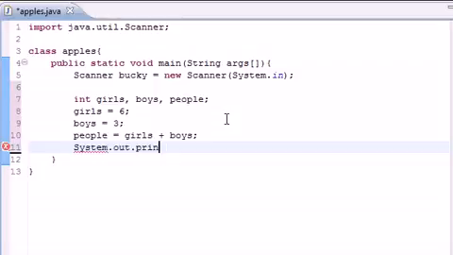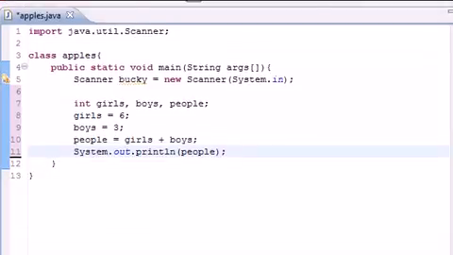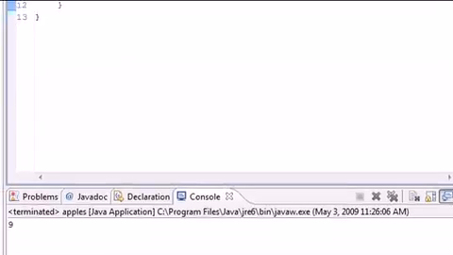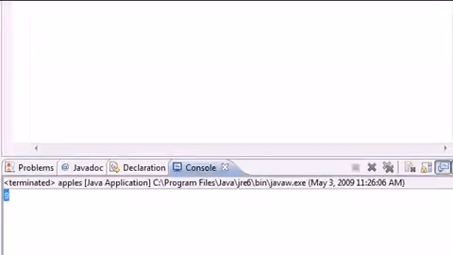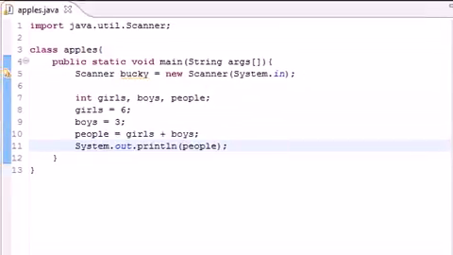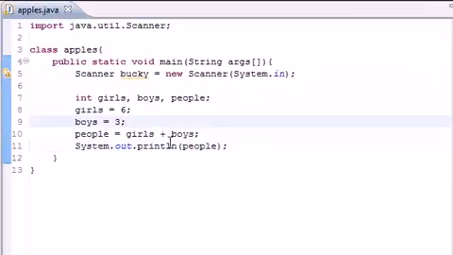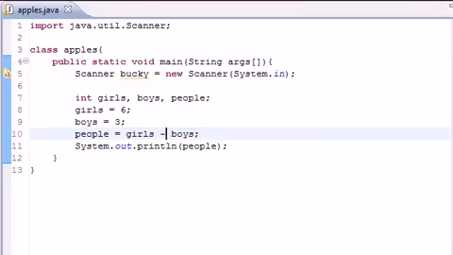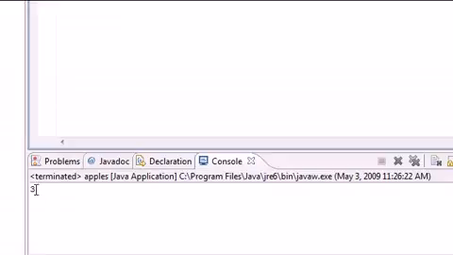So we put system.out.println, and in our parameter go ahead and put people. And now if we run this, we get 9, since 6 plus 3 is 9. And so that is how you can use addition with Java. But addition isn't the only thing you can use. You can use minus or subtraction to get the difference, which is 6 minus 3 is 3.